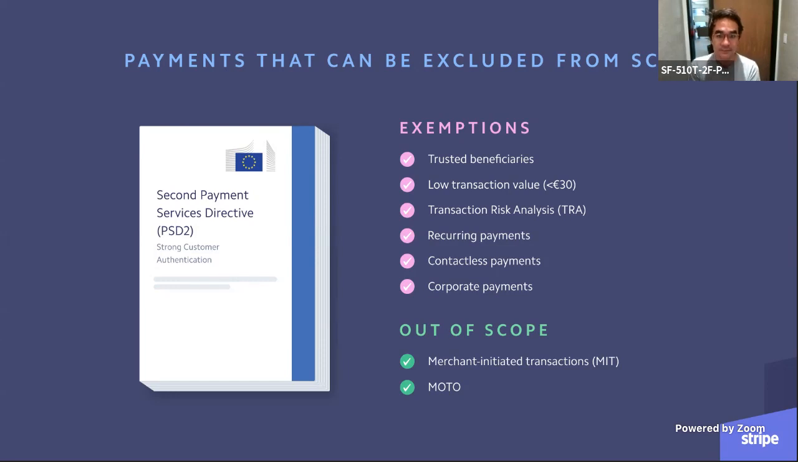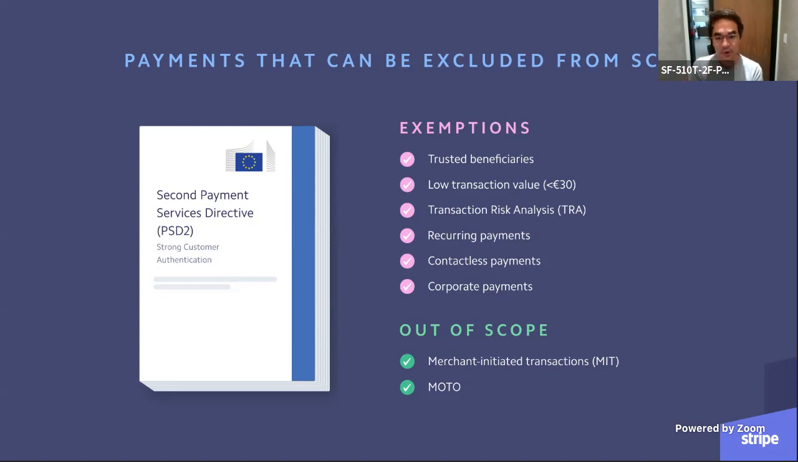A few points to keep in mind about these exemptions and out-of-scope categories: first, it's up to the issuer to decide whether or not to accept an exemption. Let's say your business is running only low amount transactions below 30 euros. The bank of your customer is allowed from time to time to reject an exemption for a low amount transaction, and request SCA if they assess the risk of the transaction to be high.